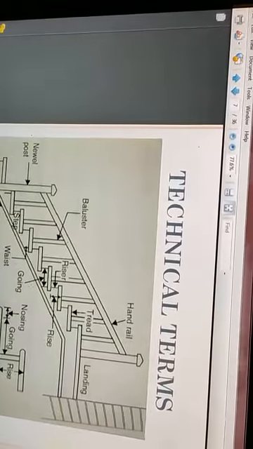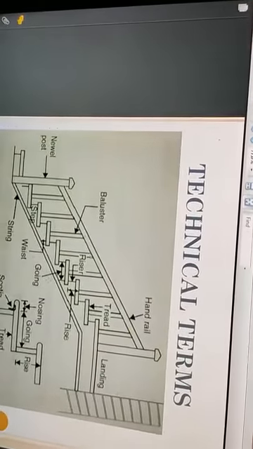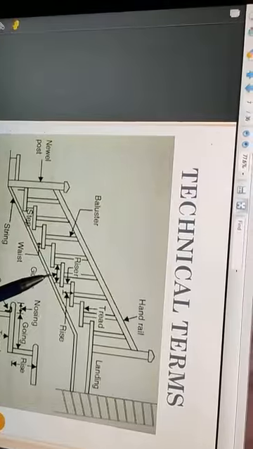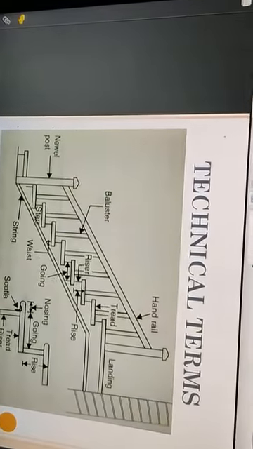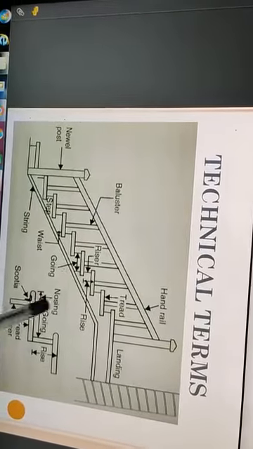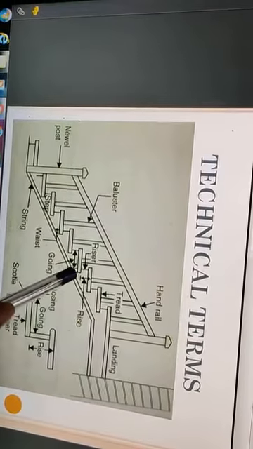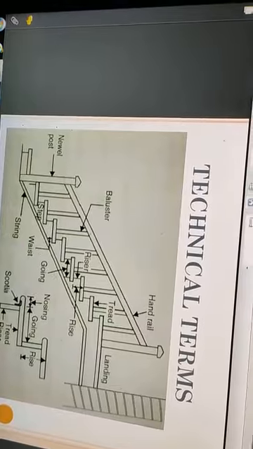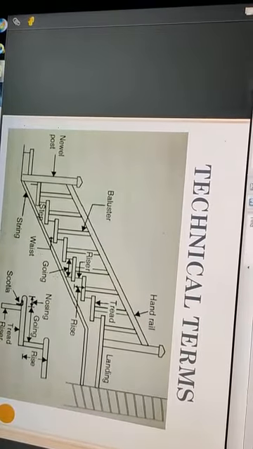Now, what is going? You can see this is the going. Going is the horizontal distance between two successive riser faces. There is one riser face and there is another riser face. So this is the horizontal distance between two successive riser faces.